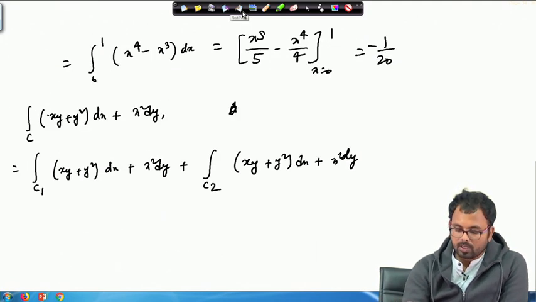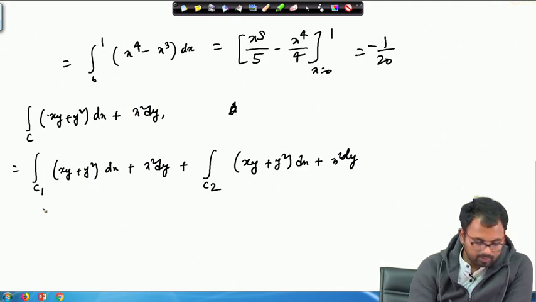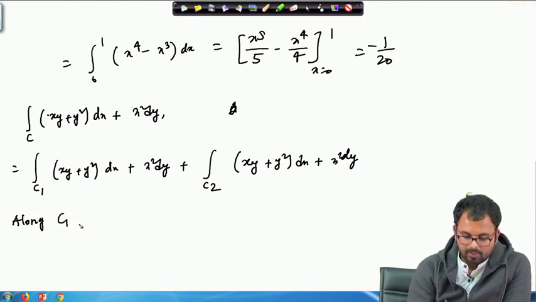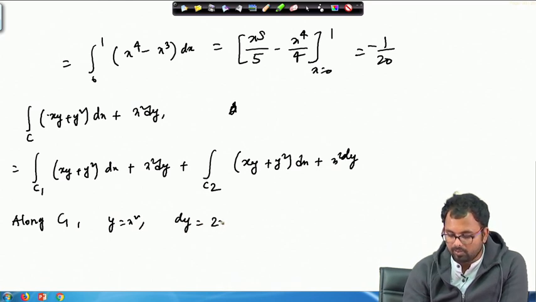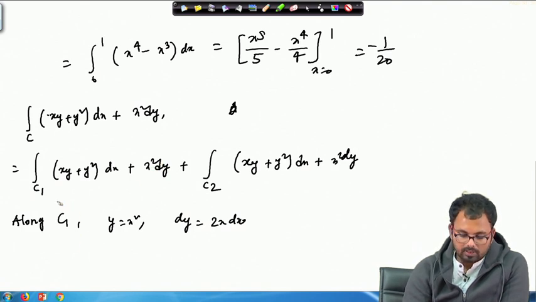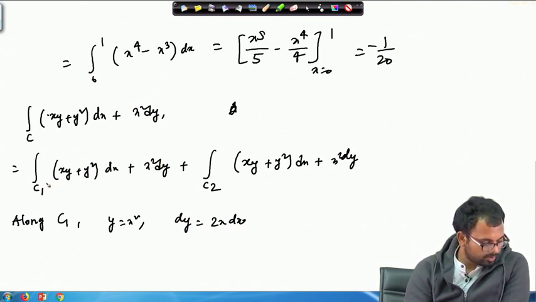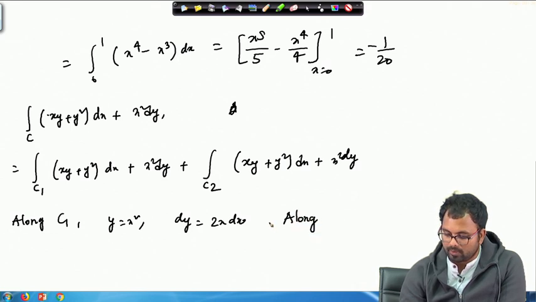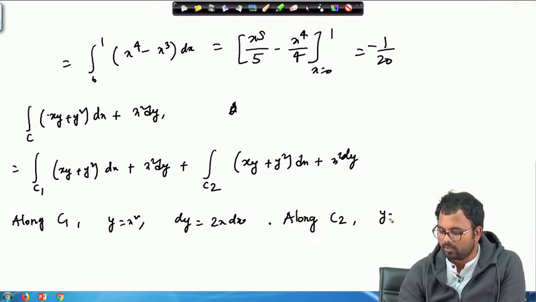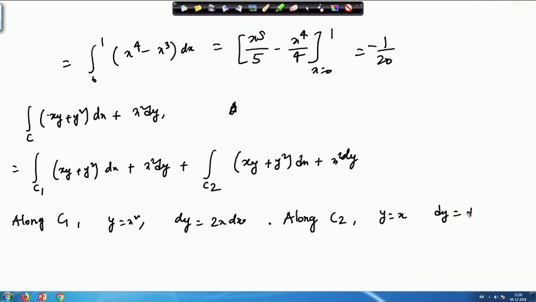Now, along C1 we have y equals x squared and therefore, dy equals 2x dx. So, I will substitute dy equals 2x dx here, and x will vary from 0 to 1. Similarly, along C2 we have y equals x. So, dy equals dx. So, we substitute y equals x and dy equals dx.